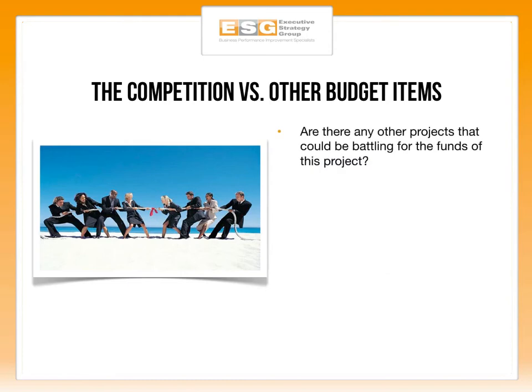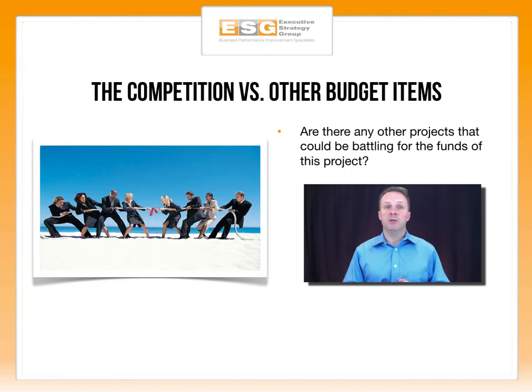So how do we flush these questions out? On the other budget items, we want to ask straight up, are there any other projects that could be battling for the funds for this project? I'll just come right out and ask them, because my job is to help them win that tug of war game that you see on the slide in front of you. I want to make sure that I give them all the ammunition that if they have to go in front of their board, their executive team, they can share with them how I'm going to help their company either increase revenue or decrease expenses or minimize their business risk because of what I'm selling to them or what I'm helping them invest in.